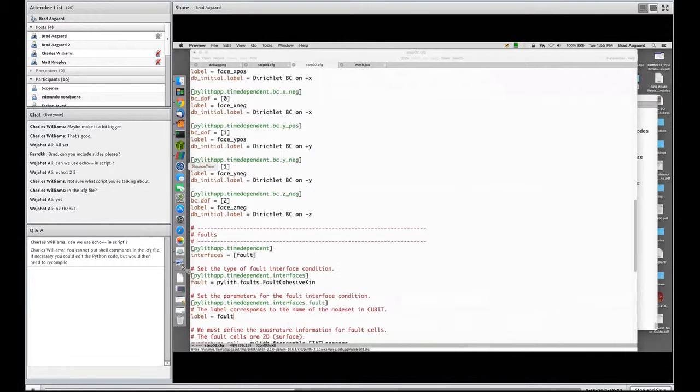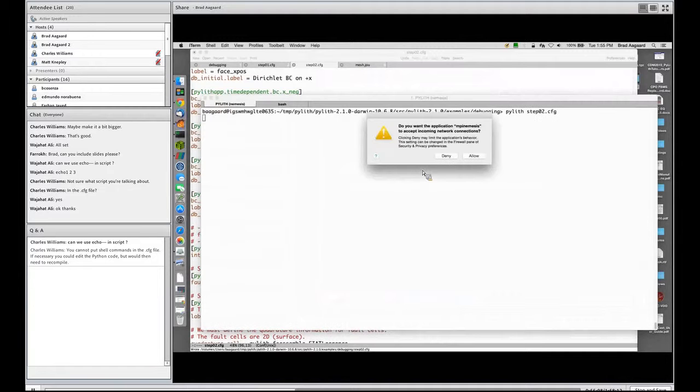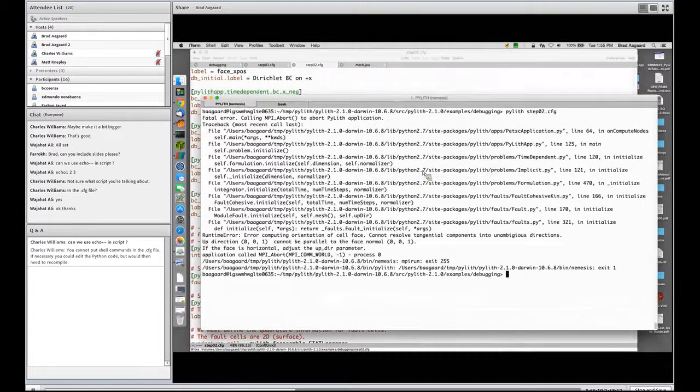And get back to terminal. Error computing orientation of cell face: cannot resolve tangential components into unambiguous directions. Up direction 001 cannot be parallel to the face normal 001. If the face is horizontal, adjust the up dip parameter. So it's in the fault initialization, so I know it's initializing the fault.